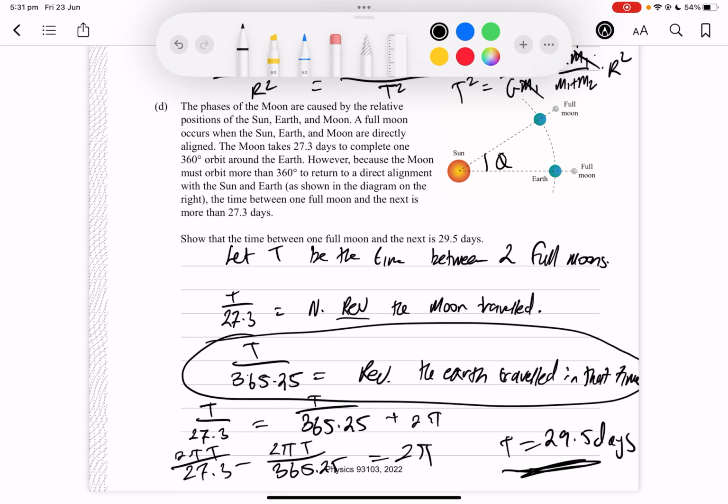And that's the answer. In terms of marking, how many marks for this question? I'll have a look. This is a 2-mark question. 2 marks for this question here.